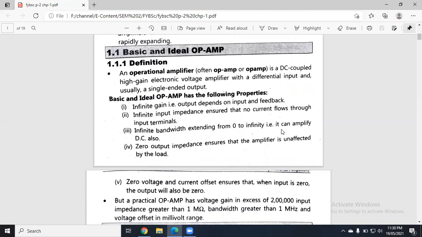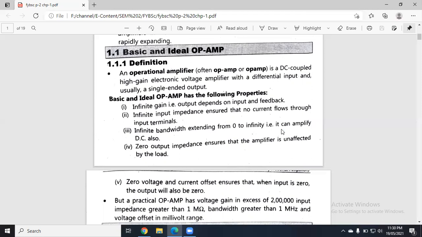First thing is the definition. I have already told you. Operational amplifier is often called an op-amp. It is a DC coupled high gain electronic voltage amplifier with a differential input and usually a single-ended output. Or you can also say an operational amplifier is an amplifier which is able to perform all kinds of mathematical operations.